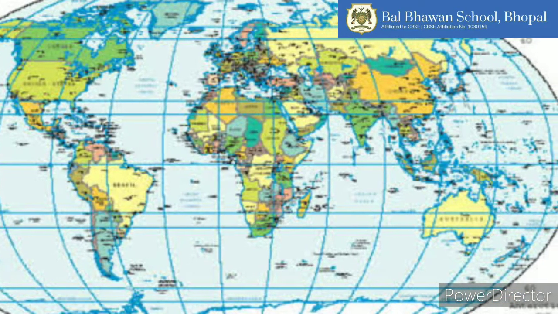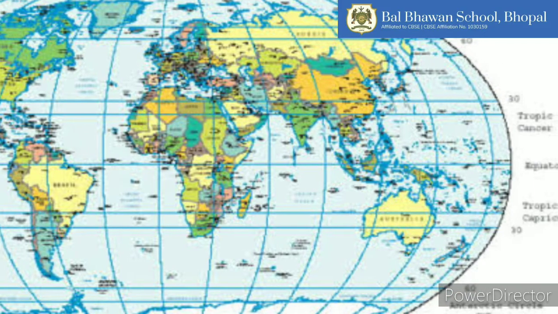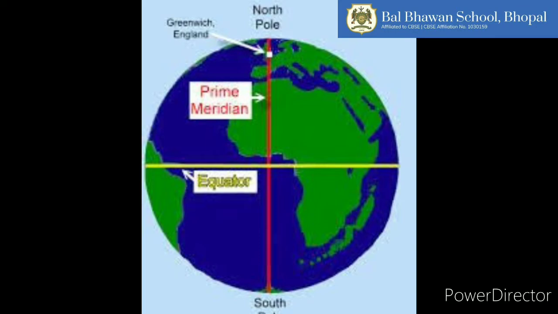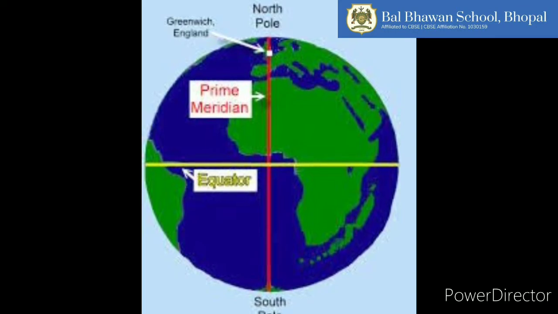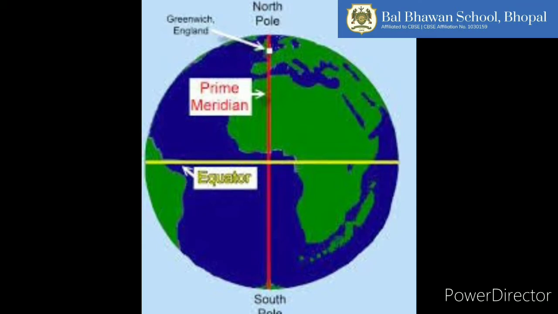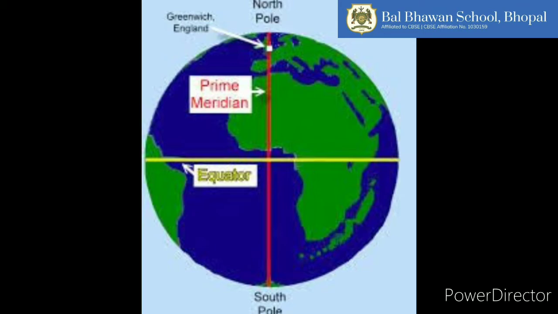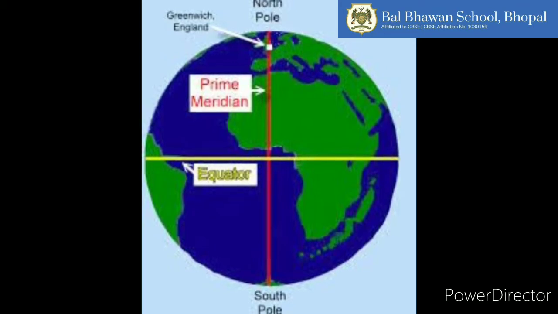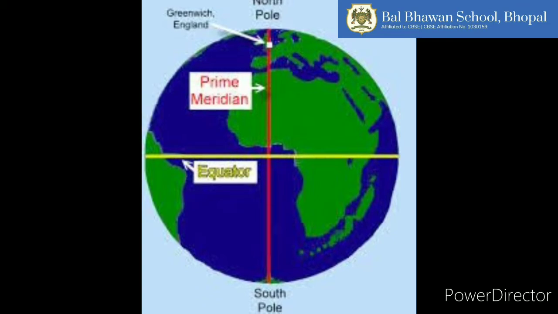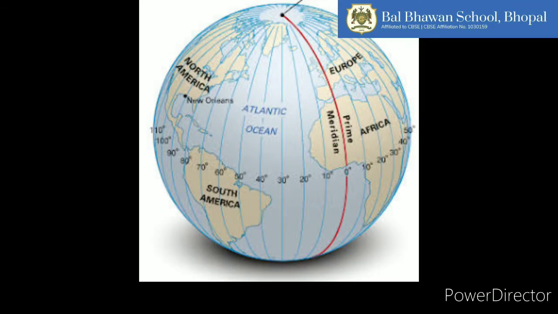Now we start marking parallels from the equator. Similarly, we need a starting point for the meridians also. So, in 1884, it was decided to fix Greenwich, a place near London, as the starting point for numbering meridians. As such, the meridian that passes through Greenwich was marked as 0 degree and named prime meridian.